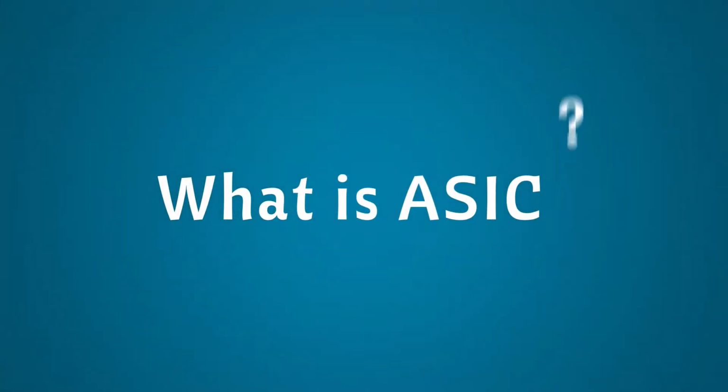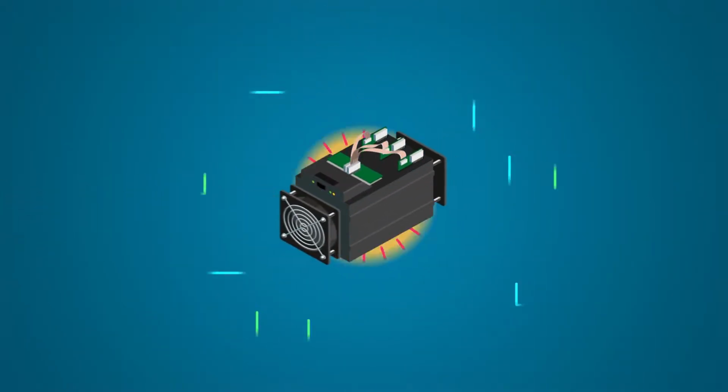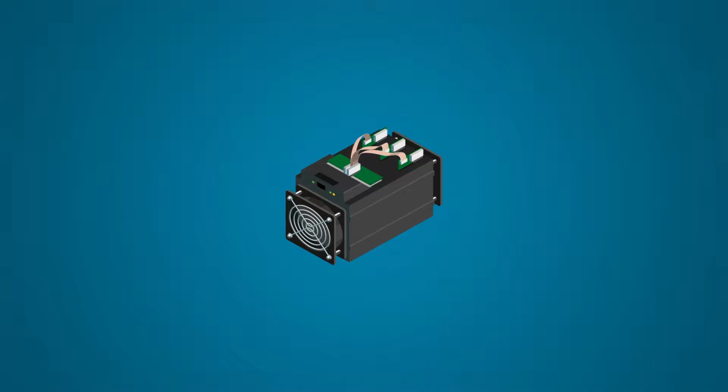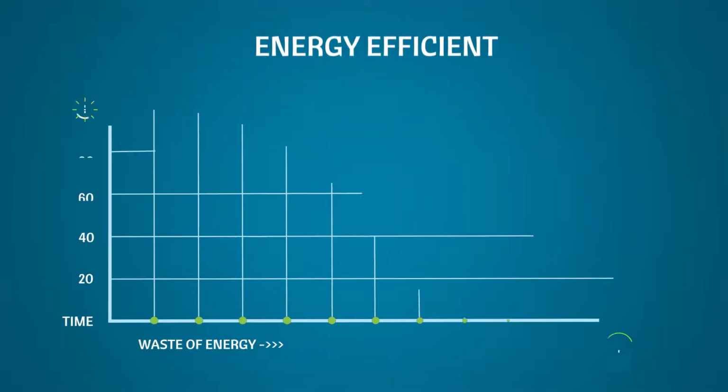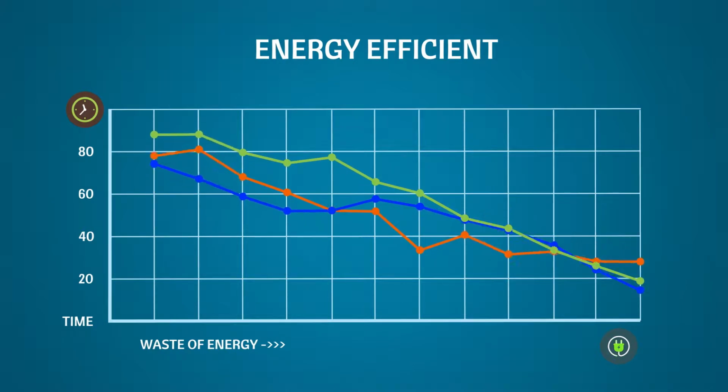What is ASIC? ASIC stands for Application Specific Integrated Circuit. It's a type of computer processor designed to be optimally efficient at a specific task. In the context of cryptocurrencies, ASICs are as fast and as energy efficient as possible at mining new blocks.